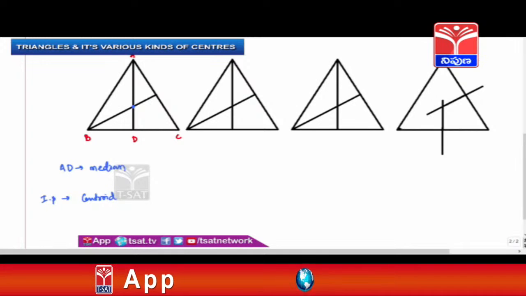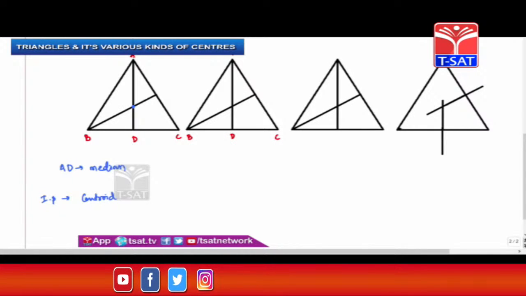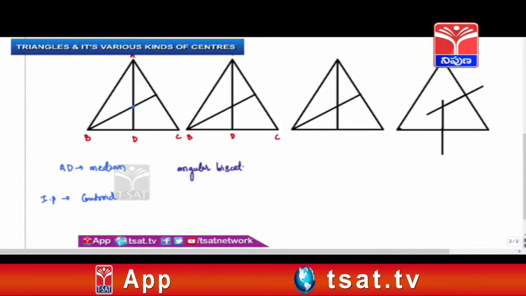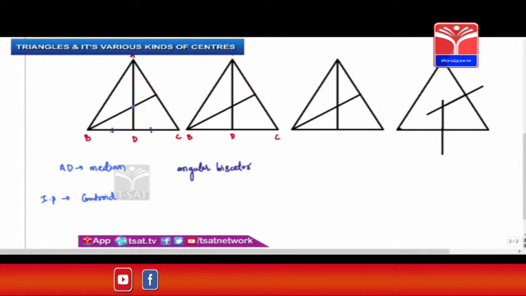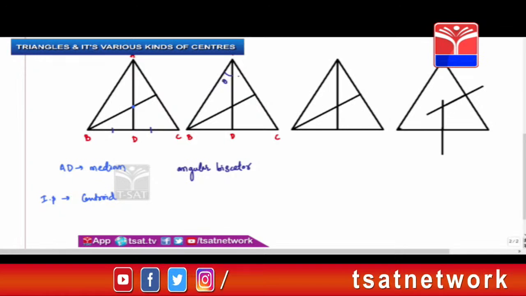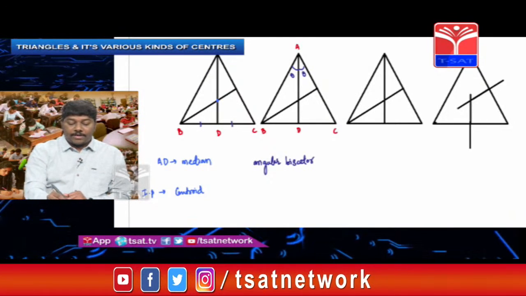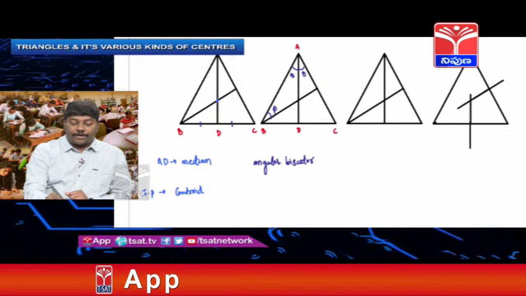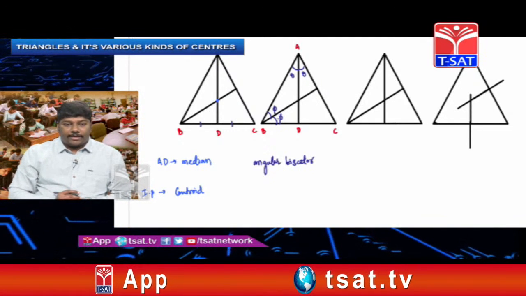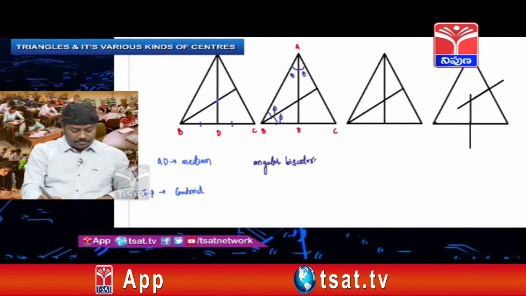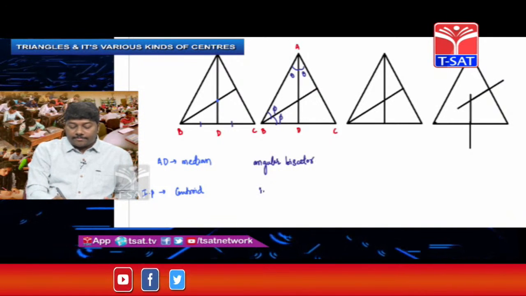Now look at the second figure. Here AD, I call it an angular bisector. In the first figure, AD is a median which divides the opposite side. Here it divides the angle. So these two angles are the same, theta and theta. Here this is phi, this is phi. The intersection point of angular bisectors is the incenter.